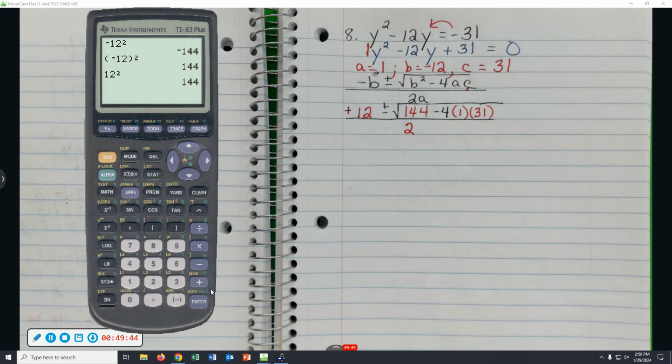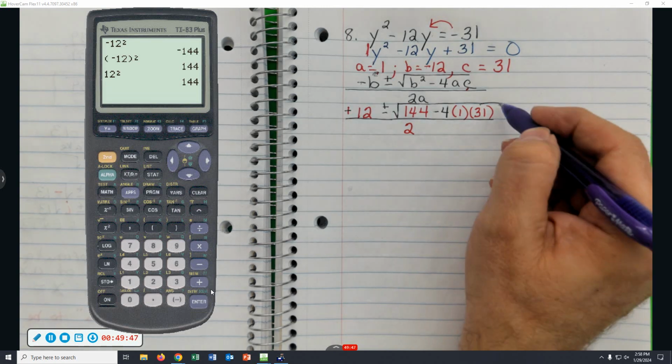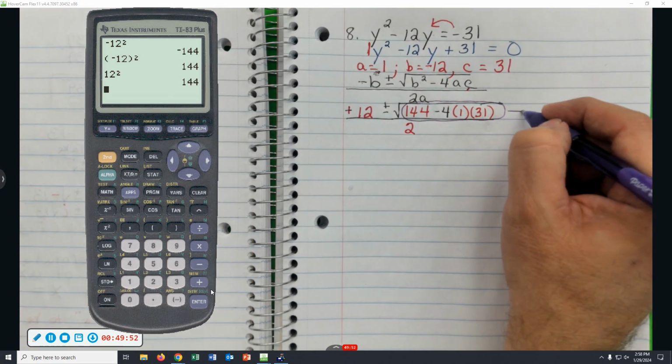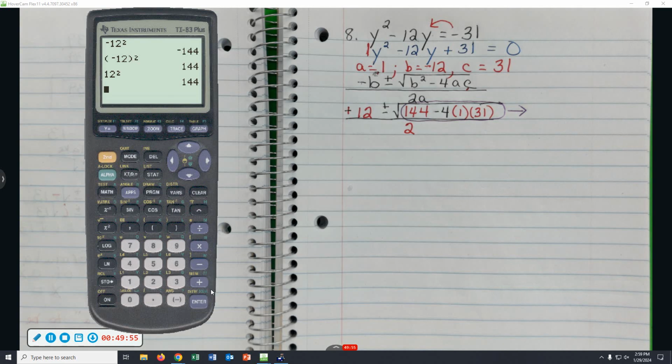Now, I'm going to simplify under the square root. I'll draw an arrow here. I'm going to punch in, let me clear this out so it's not so busy, what I have written there. 144 minus 4. You can either say times, or if you use parentheses like I did, 4 times 1, A times C, 4 times 1 times 31, and we get 20. So we now have a square root of 20.